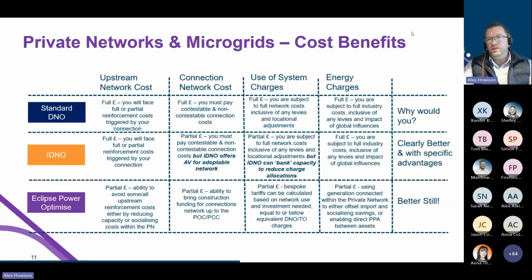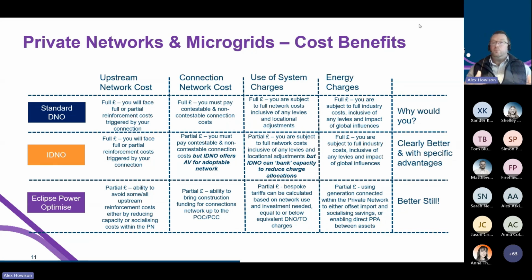So I think I've covered off a few of the cost benefits of private networks already, but we are shifting into some of the specific charging elements. I pulled this table together, much to the concern of some of the group colleagues, but I think it is important to be able to pull out some of the key differences. I'm not going to read the slide verbatim because it will be circulated afterwards, but I did just want to draw out on this one that, as I've already mentioned, avoiding upstream reinforcement costs by reducing capacity, you can socialize those between connections.